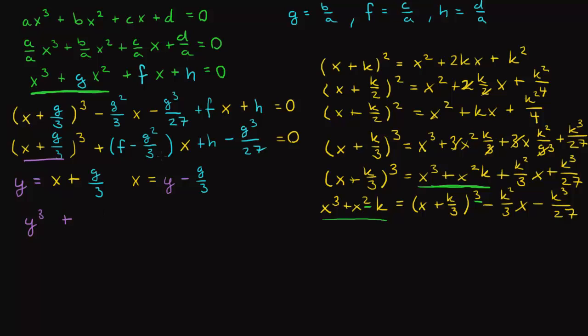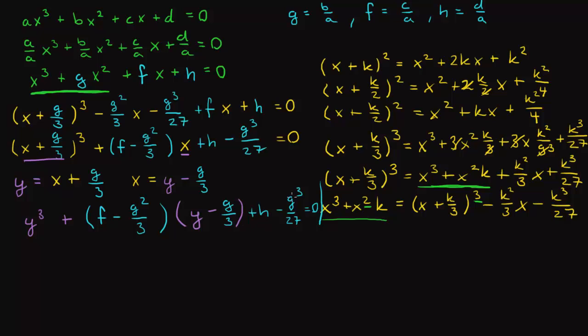plus. Now all of this we're going to just keep in like this, so it's f minus g to the second over 3 times x. Well, what is x? We said x is y minus g over 3. So we're going to put that in. It's y minus g over 3. And then we're just going to add all of our constants again, plus h minus g to the third over 27, and all of this is equal to 0, right?